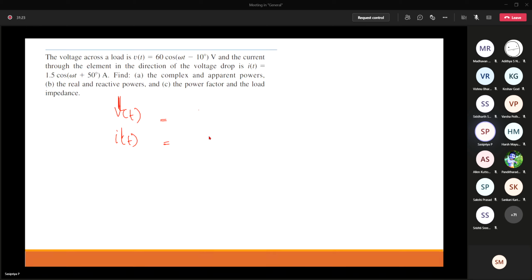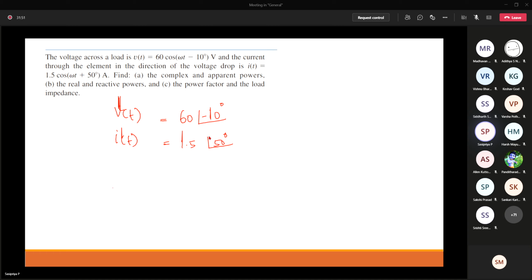Okay, so here both of them are in cos, so let me retain in cos itself. So 60 angle minus 10 degree, and then for I of t, 1.5 angle 50 degree. Okay, so now you're asked to calculate this complex power and apparent power.